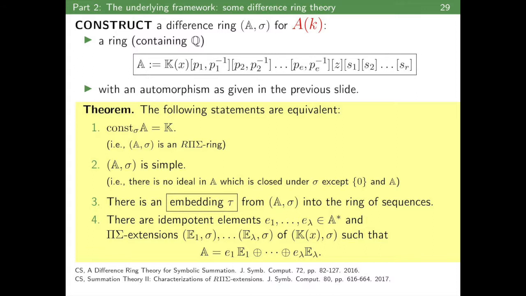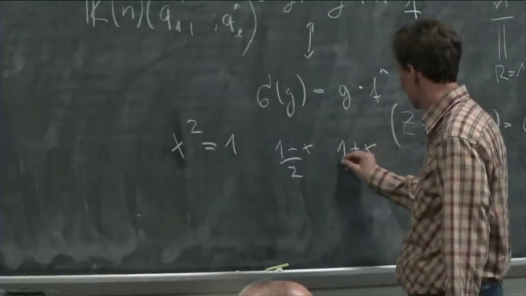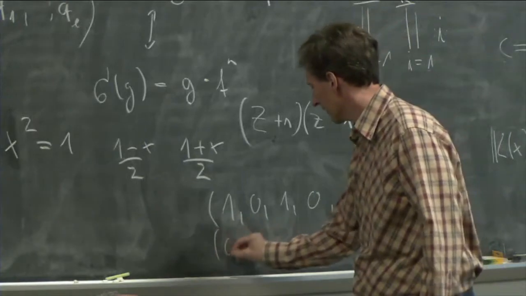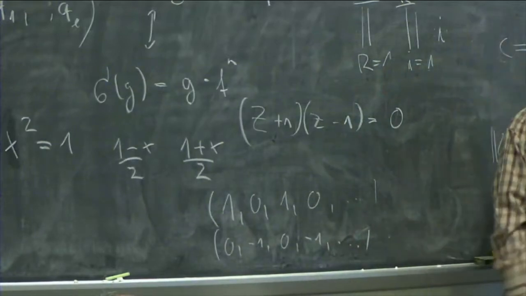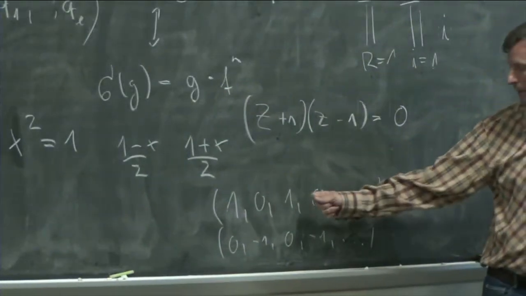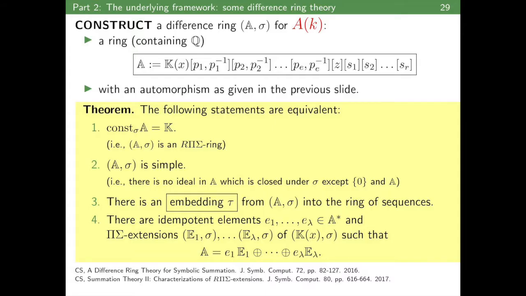And for instance, if I look at x squared equals 1, I have 2 idempotent elements. One is (1 minus x) divided by 2, and the other one is (1 plus x) divided by 2. And the sequences would be 1, 0, 1, 0, and I think the other one 0, 1, 0, 1, maybe up to a minus sign, but something like this. So we have these two idempotent elements, multiplying them by each other you get 0, multiplying one by itself, you get the element itself. So you can factorize this, and this is an integral domain. This would be a pi sigma extension in the Karr sense.